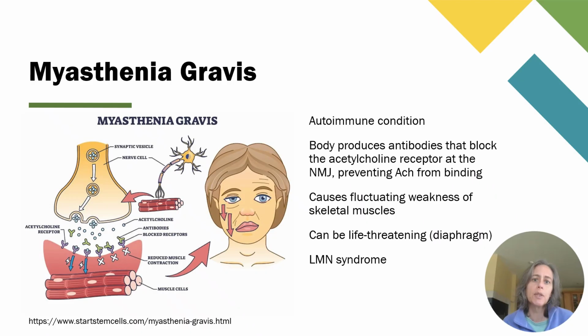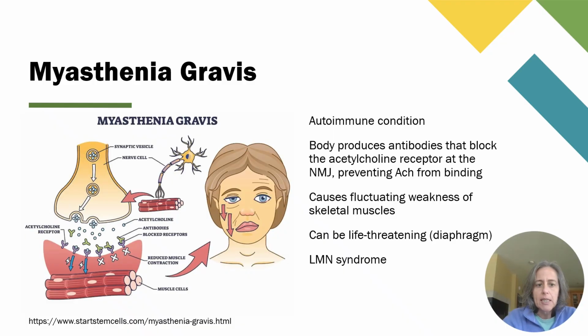The first disorder we're going to talk about is myasthenia gravis. This is an autoimmune condition. Autoimmune means that your immune system attacks yourself. Auto means self. It's obviously an abnormal response, but there are several different autoimmune conditions actually. And in this one, the body makes antibodies that block the acetylcholine receptor.